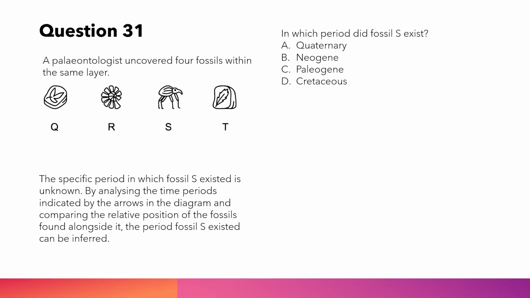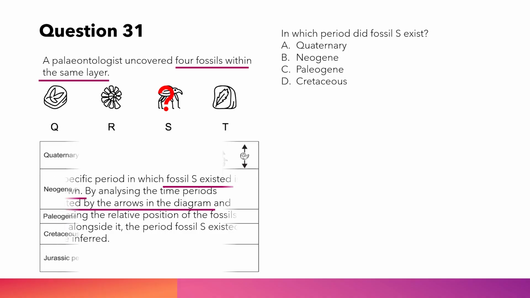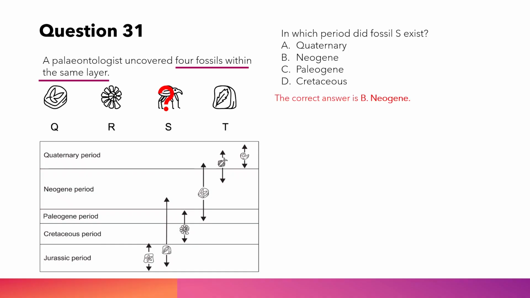A paleontologist uncovered 4 fossils within the same layer. The specific period in which fossil S existed is unknown. By analyzing the time periods indicated by the arrows in the diagram and comparing the relative position of the fossils found alongside it, the period fossil S existed can be inferred. The correct answer is B, Neogene.